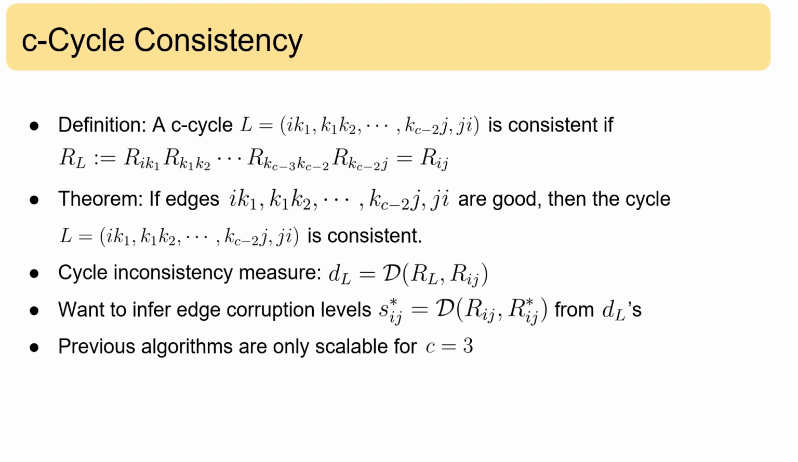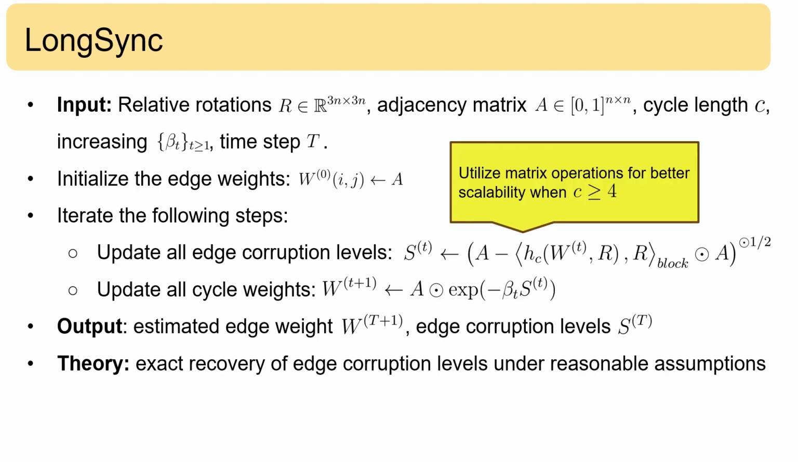Previous algorithms are only scalable for c equal to 3. Our long sync algorithm, however, modifies a previous algorithm named CAMP by utilizing matrix operations for better scalability when using longer cycle information. We can guarantee that, under reasonable assumptions, one can exactly recover the corruption levels by long sync.